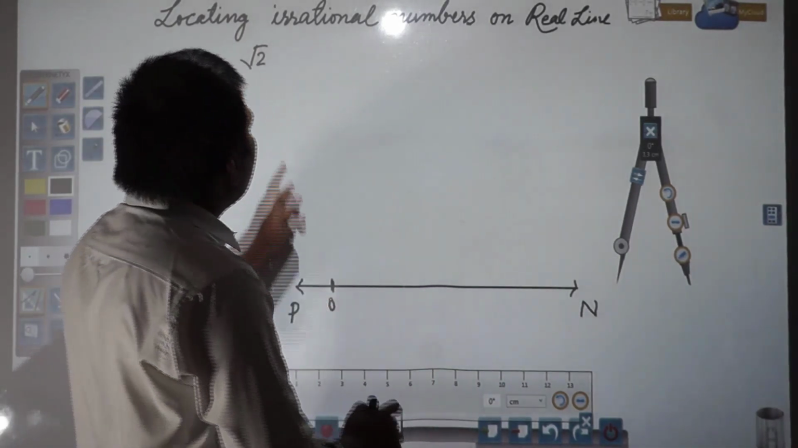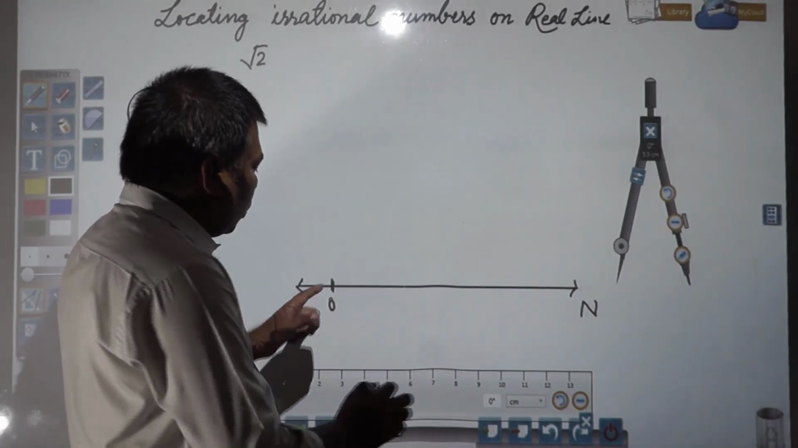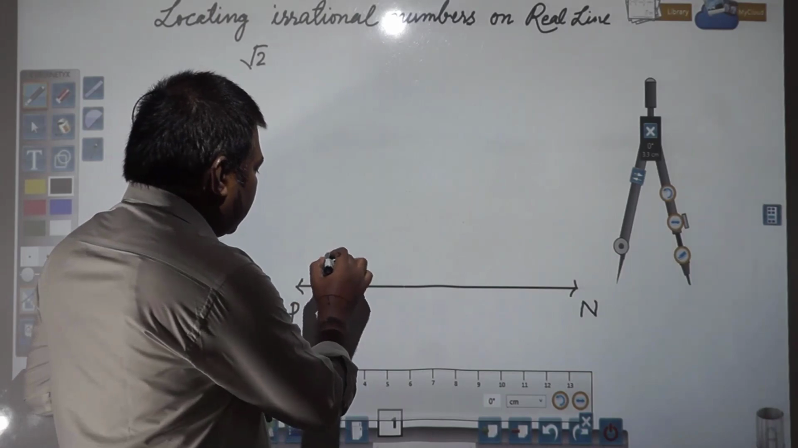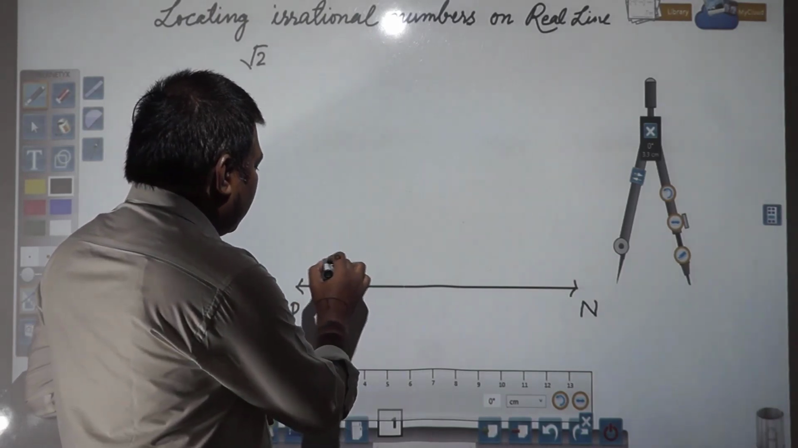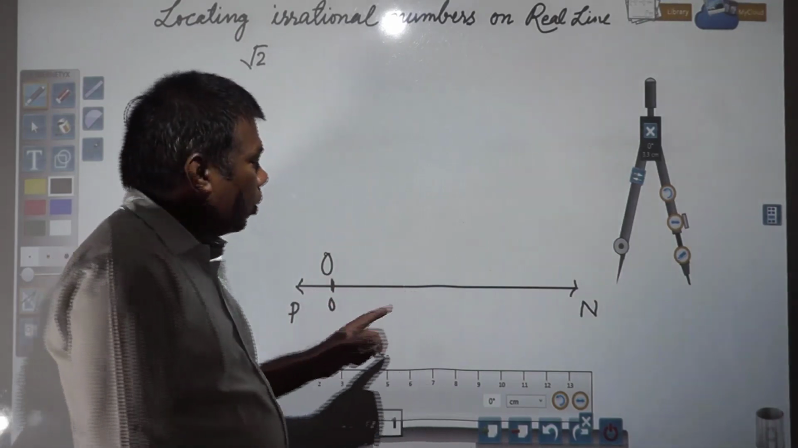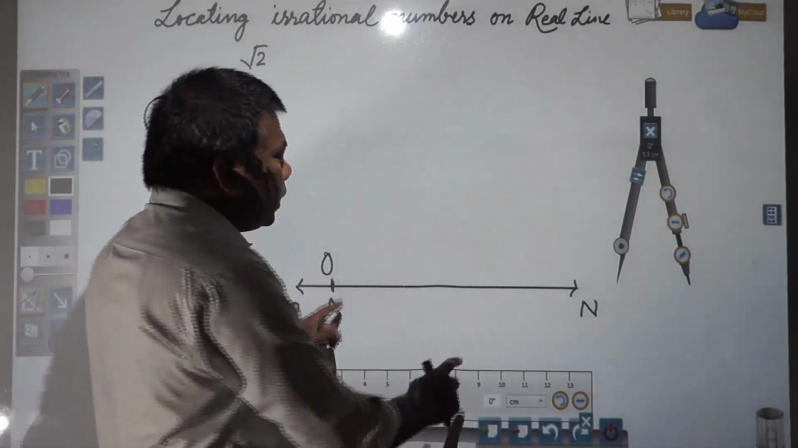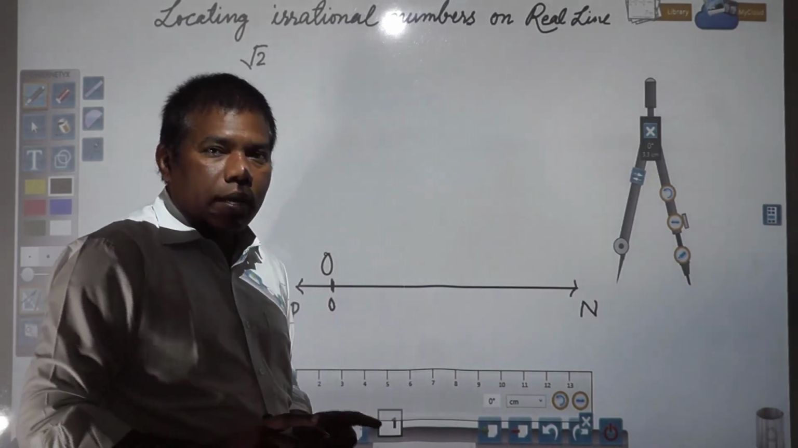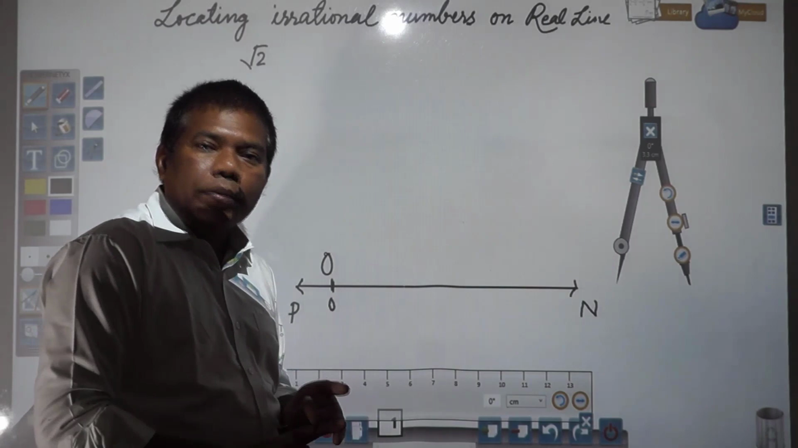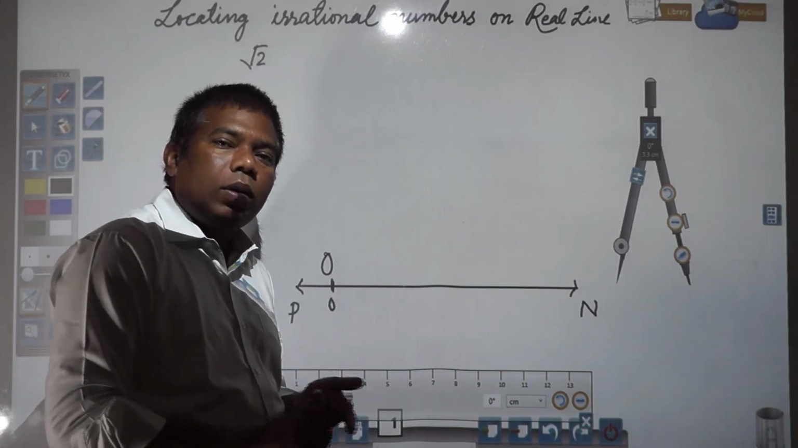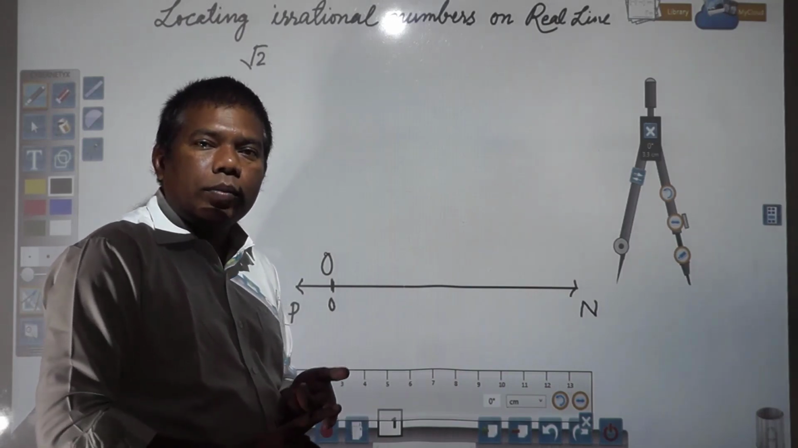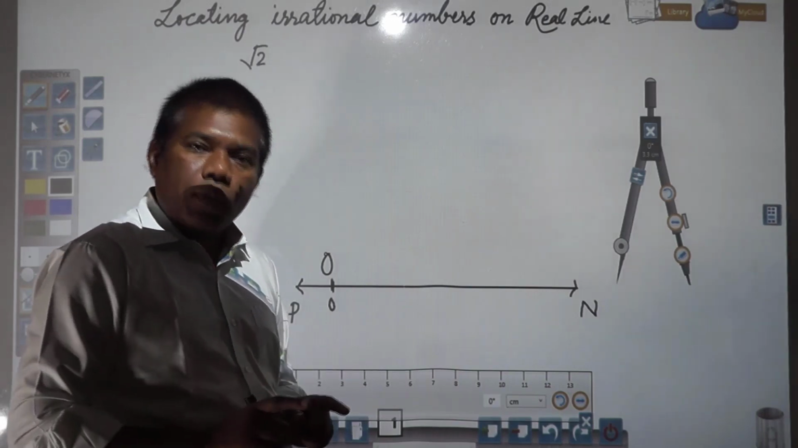So here you need to show root 2. What you need to do: you have already fixed a point. Name it, suppose you have given it the name O. Now you have to take on this number line 1 unit of length. So 1 unit of length might be 5 centimeter or 10 centimeter or 1 inch or 2 inch, whatever you assume, you take that as 1 unit.